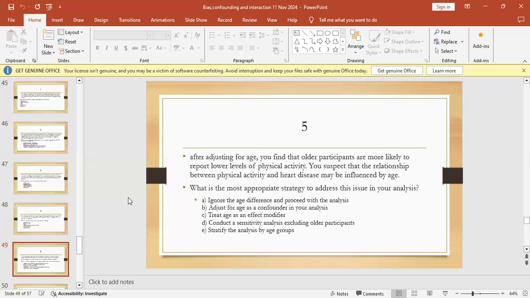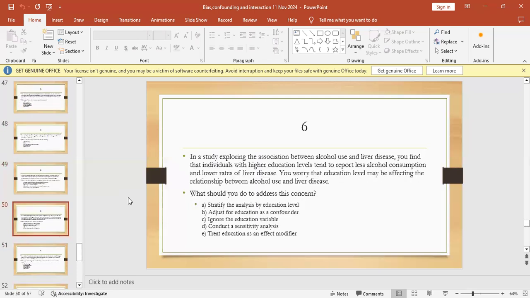Fifth MCQ is after adjusting for age. Sorry. Sixth MCQ is in a study exploring the association between alcohol use and liver disease.